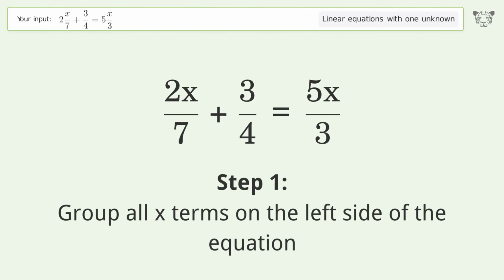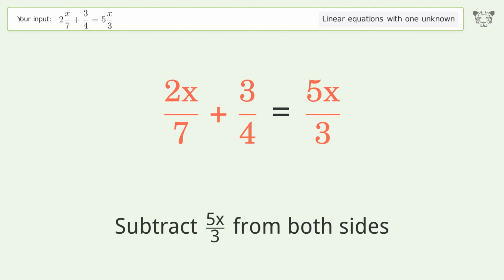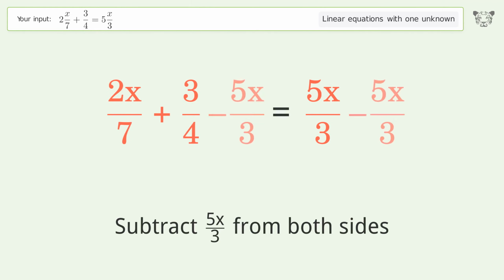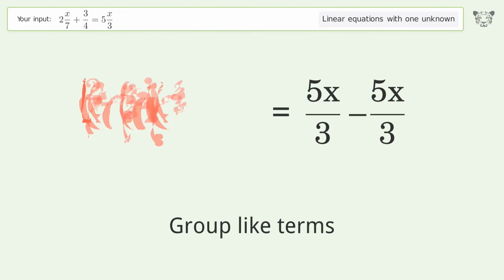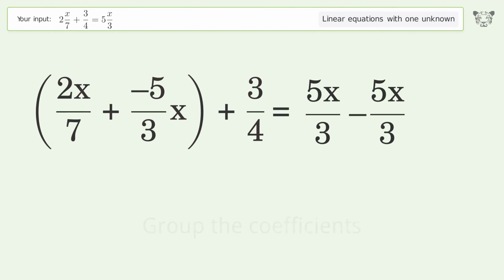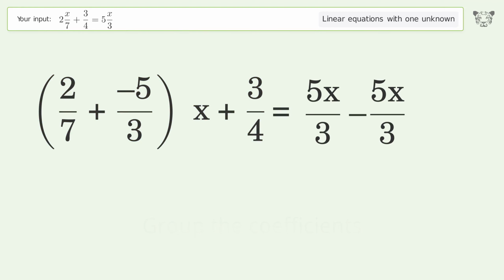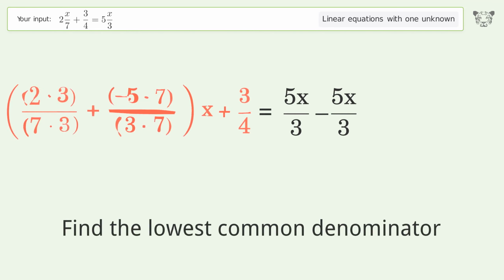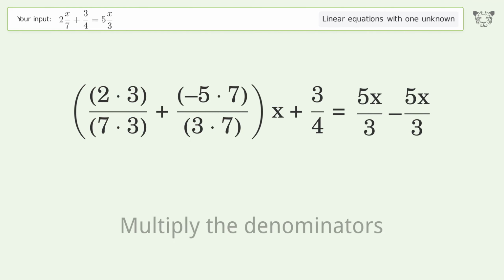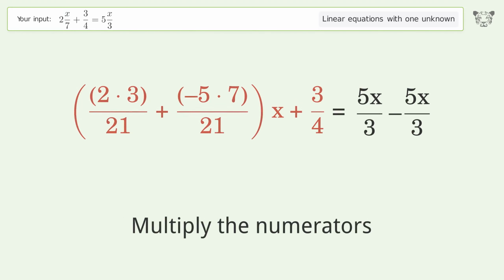Group all x terms on the left side of the equation. Subtract 5x over 3 from both sides. Group like terms. Group the coefficients. Find the lowest common denominator. Multiply the denominators. Multiply the numerators.